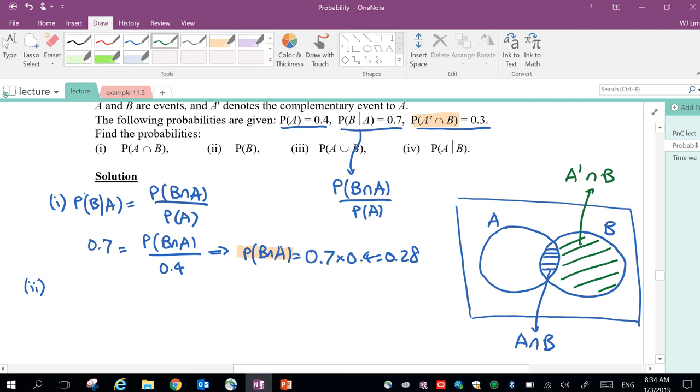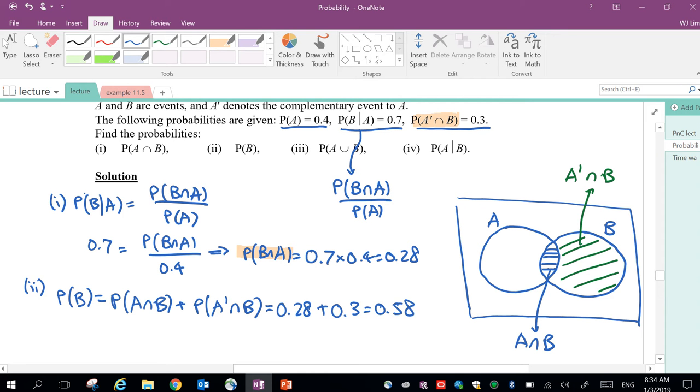Is it clear? See, I draw a Venn diagram, easier for you to see. So probability B is in fact probability A intersect B plus probability A prime intersect B. It's like playing a jigsaw puzzle, so you add them up. This gives you 0.28 plus 0.3, which is 0.58. Okay?